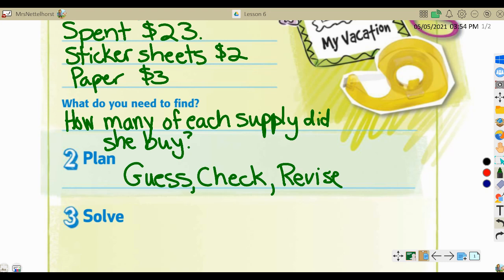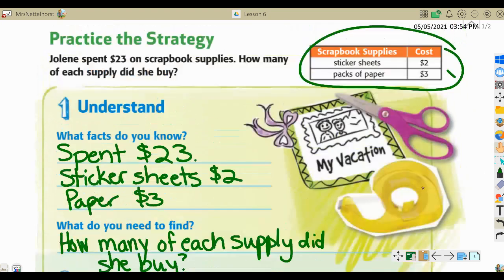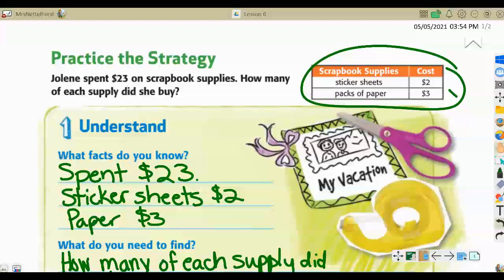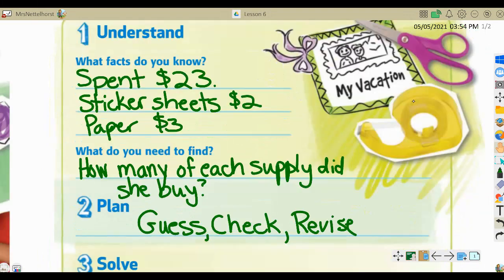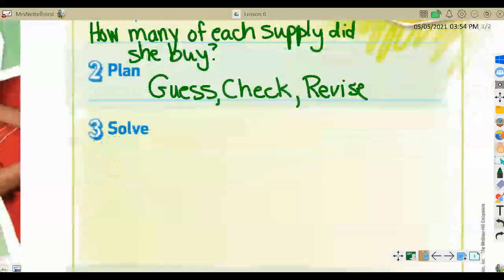So now we're going to solve it. Let's look back up here. So $23. I'm going to think, let's do 5 of each thing. So 5 sticker sheets and 5 packs of paper. Okay, so let's make a chart.